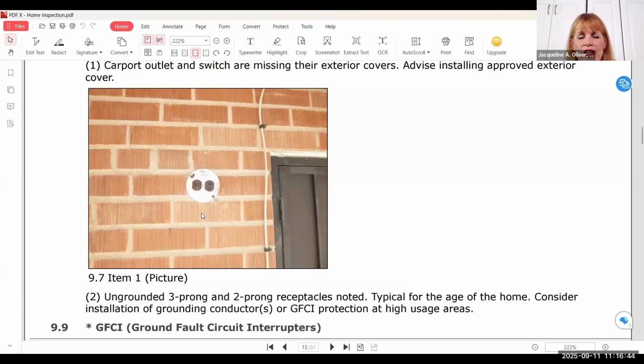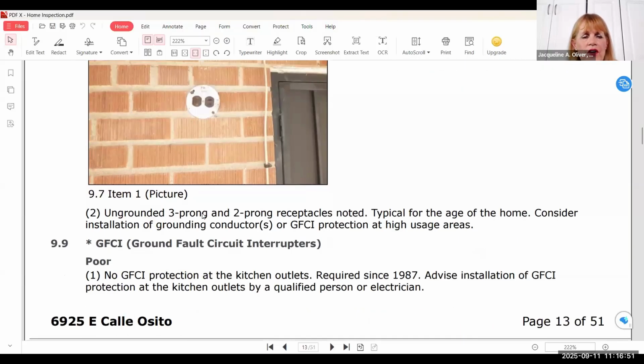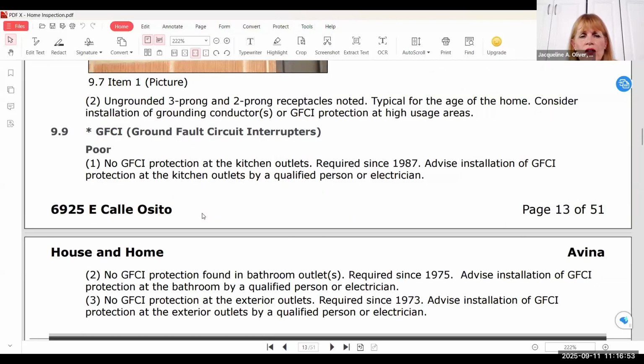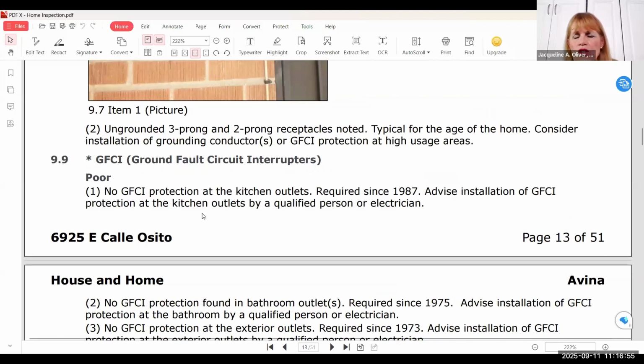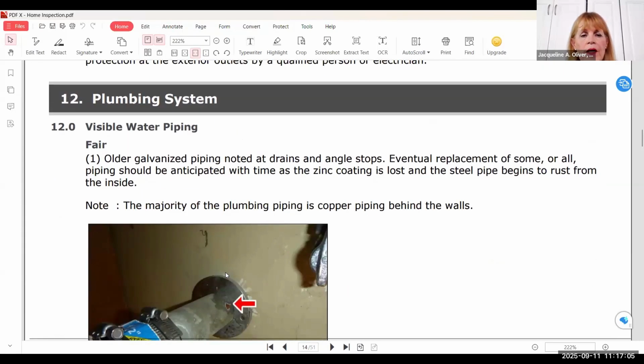Here's showing the electrical, 3 prongs, 2 prongs, and this was fair. Poor on the ground fault circuit interrupters. You may or may not know that you're supposed to have these GFCIs anywhere there's water for outlets.